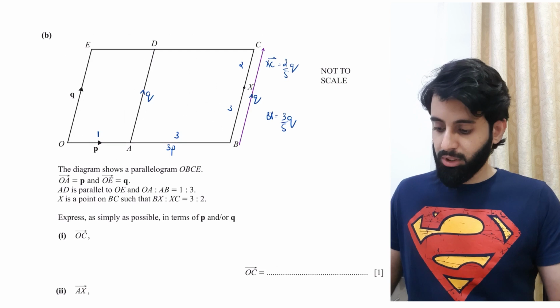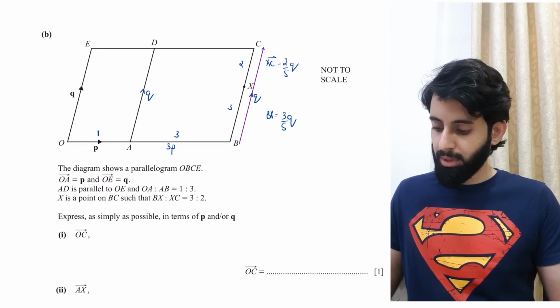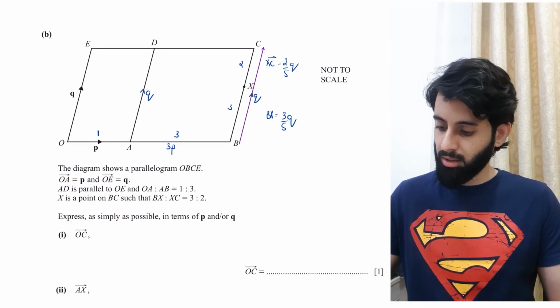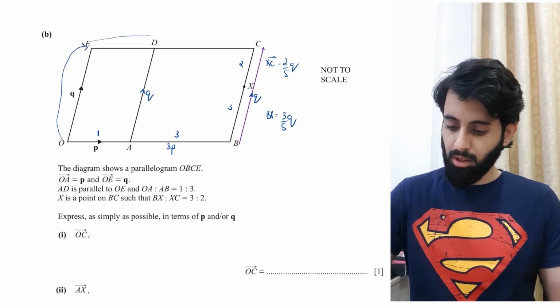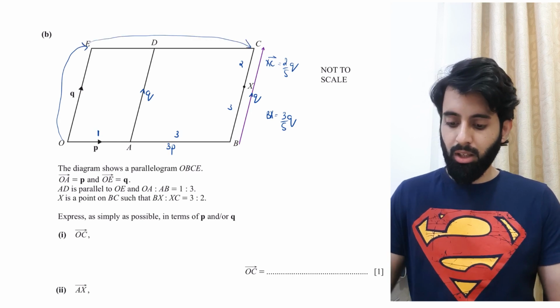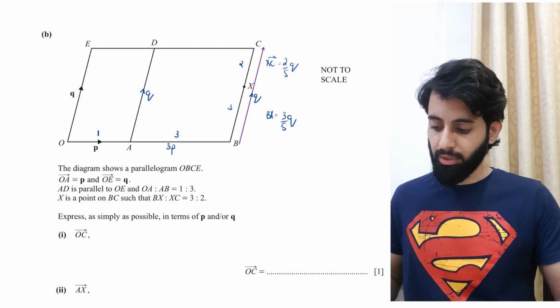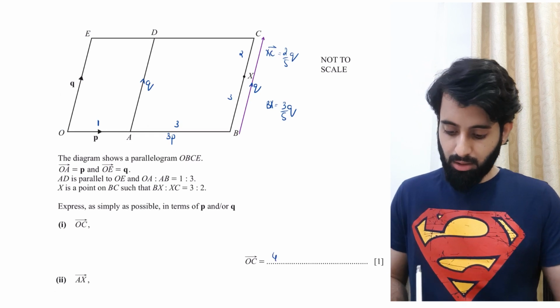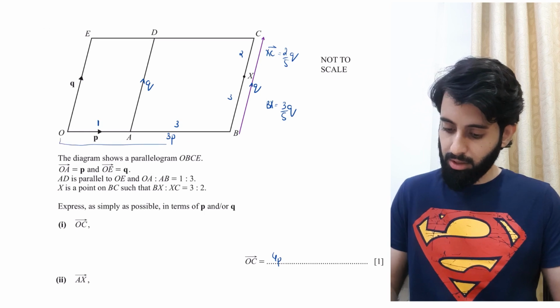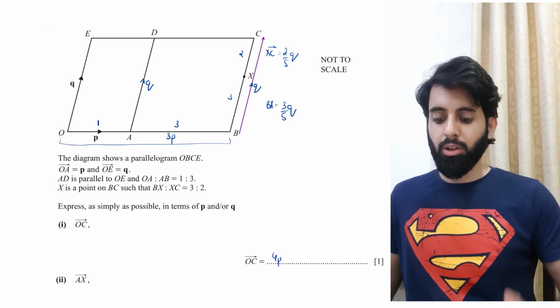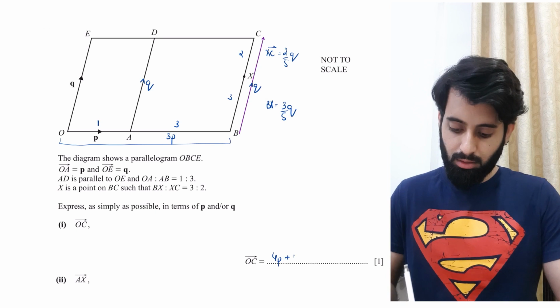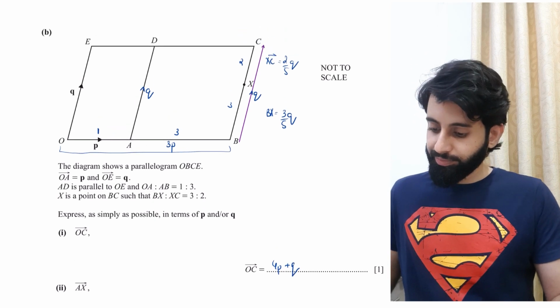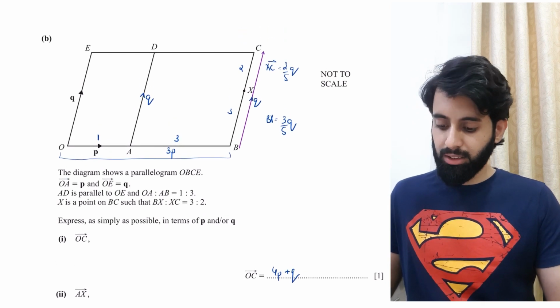So OC is going to be pretty simple. We're going to go from O to E and then from E to C. Or if you're thinking O to B and then from B to C, that's also perfectly all right. So O to B is going to be 4P, remember, all of this is going to be 4P. And then you're going to go from B to C, which is Q. Simple.